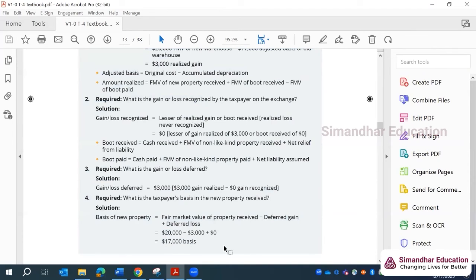So now let's say you sell the warehouse after 6 months for $19,000. How much gain will you pick up in that transaction? You will pick up a gain of $2,000, right? So lower basis, higher gains in the future.